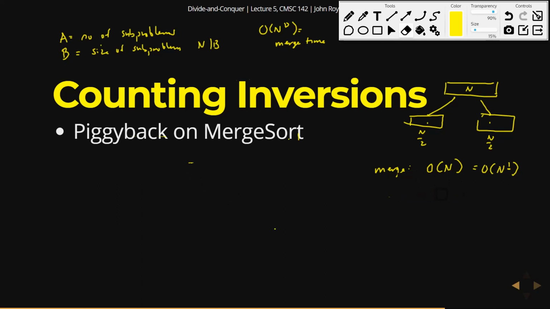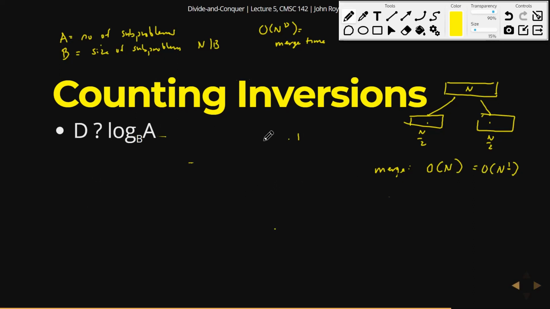Okay, so for counting inversions, it's more or less the same, right? Because it just piggybacks on merge sort. A is still 2. There are still 2 subproblems that you need to solve. You need to count and sort the inversions of the left and the right half. And then B is also 2 because it's half of the original array. And D is still 1 because of the merge time. So it's more or less the same as the merge sort one.